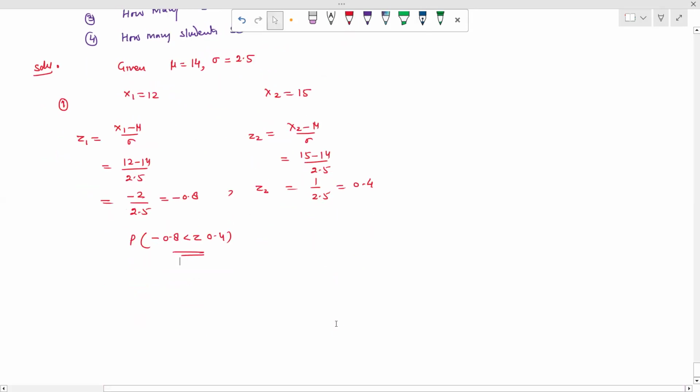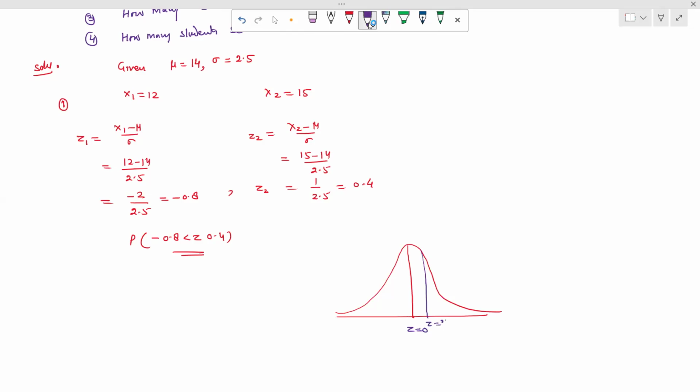Now we can calculate the probability between -0.8 to 0.4. So similarly, we draw the graph here also. We draw the graph because, you know, the graph is the best tool to visualize any concept. So graph is the best for visualization. Here z is equal to 0, and on this side we take z is equal to 0.4. Now this side we take as z is equal to 0.8.